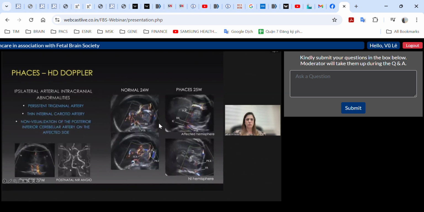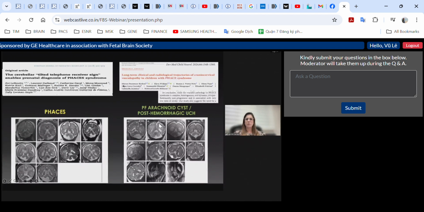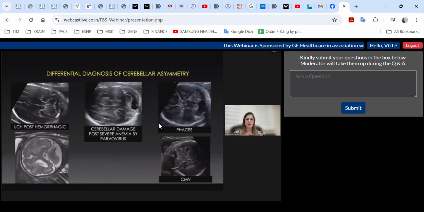And for us to make the differential diagnosis, we can use highly sensitive Doppler in order to demonstrate the abnormalities of the inferior cerebellar artery of the affected side. There are other vascular abnormalities associated with PHACES. And here we have published the criteria to suspect PHACES syndrome in pregnancy. And there is this recent publication from Moran, which we'll speak about later in the prognosis, about the craniocervical vasculopathy in children with PHACES syndrome. But this sign is very, very suggestive, and we need to remember it in the differential diagnosis of cerebellar asymmetry.